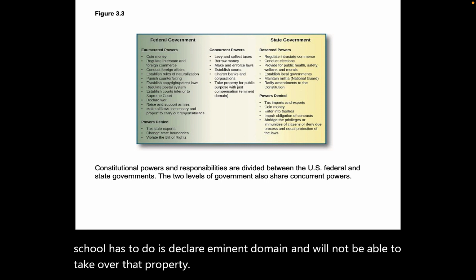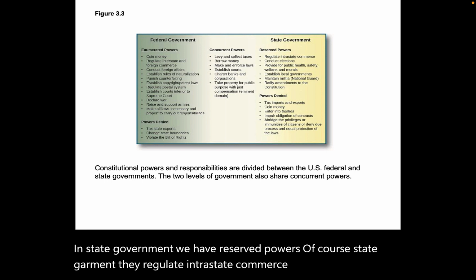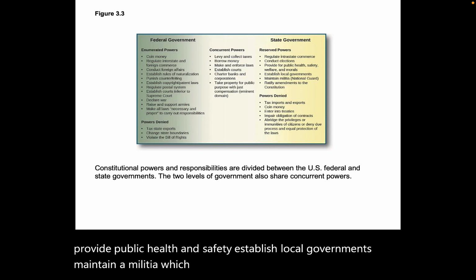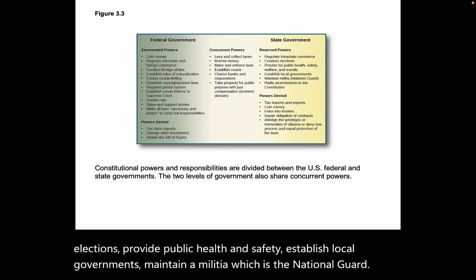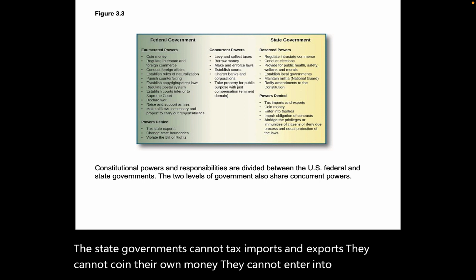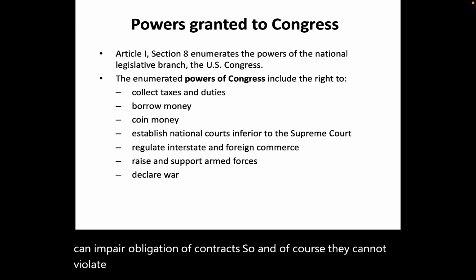In state government, we have reserved powers. States regulate intrastate commerce, conduct elections, provide public health and safety, establish local governments, and maintain a militia, which is the National Guard. State governments cannot tax imports and exports. They cannot coin their own money. They cannot enter into treaties. They cannot impair the obligation of contracts. And of course, they cannot violate individual rights.